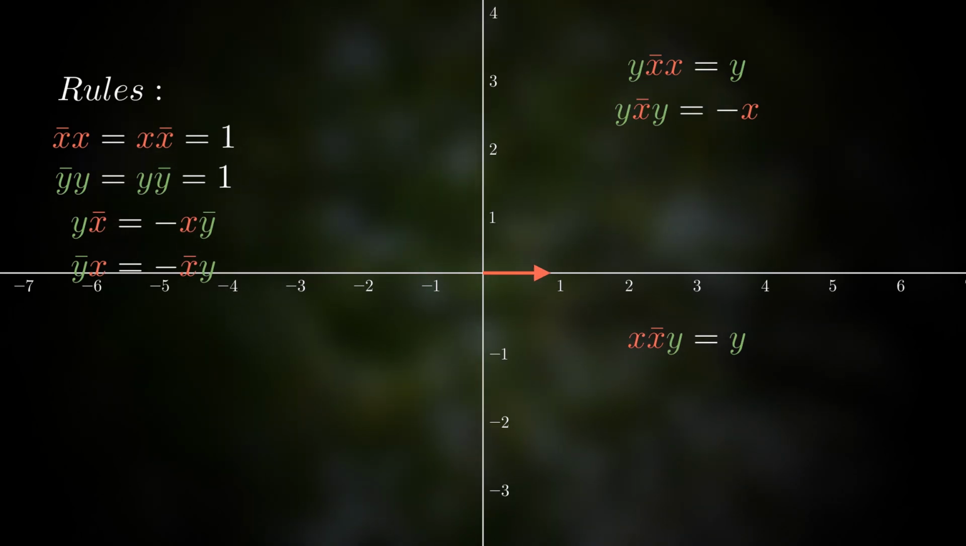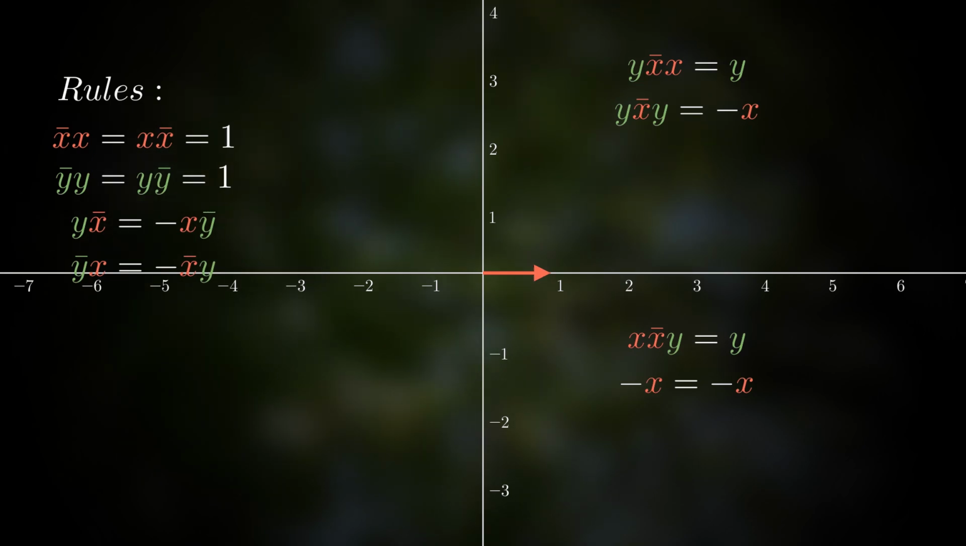But let's rotate once more just to make sure we don't get anything weird. We get y x bar y equals minus x. Swapping the order with our new rule, we get minus x y bar y equals minus x. y bar y is 1, so we can get rid of that. And we're left with minus x equals minus x. That's true, so we haven't broken anything.